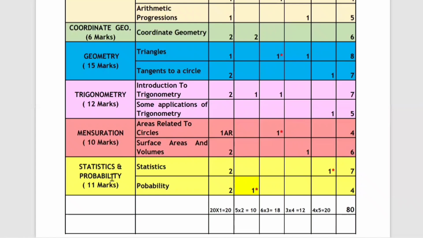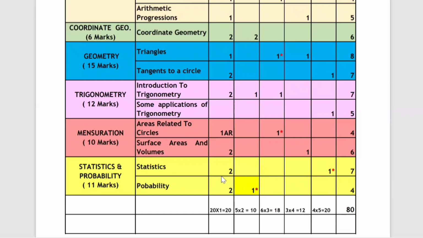Statistics and Probability, the weightage is 11 marks. My suggestion is that these 11 marks are the easiest possible to score and no child should be losing marks here. Statistics is for 7 marks, Probability 4 marks. The 7 marks have 2 MCQs of 1 mark each, and one 5-marker where there's a choice. In this choice question, one of the questions is finding the mean and the median. So the total weightage for Statistics is 7 marks. In Probability, we have 2 MCQs of 1 mark each and 1 question of 2 marks, and there's a choice there. So in all, we have a total of 4 marks.